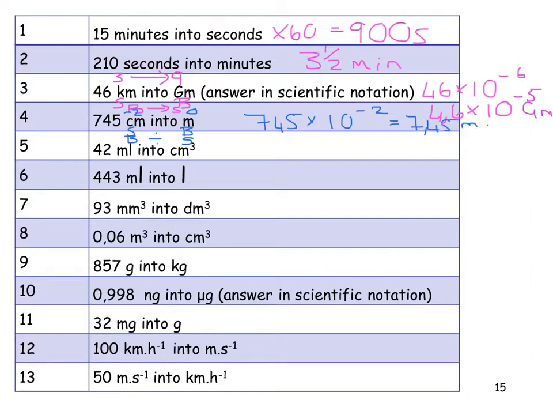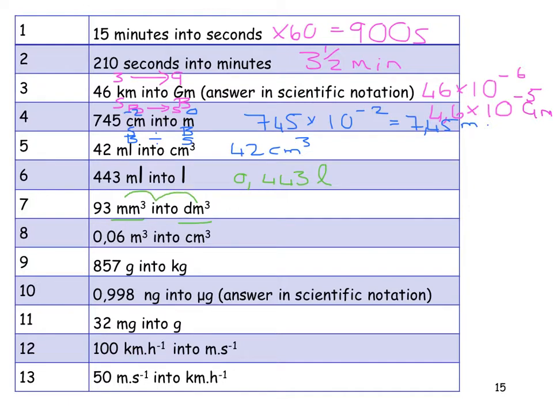Then you have got 42 milliliters into centimeters cubed. A milliliter is a centimeter cubed. A milliliter is not a liter, though, and we now need to say I'm going from milli to liters. I'm going to divide by 1,000, 0,443 liters.